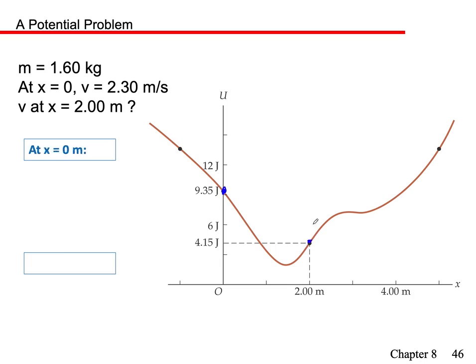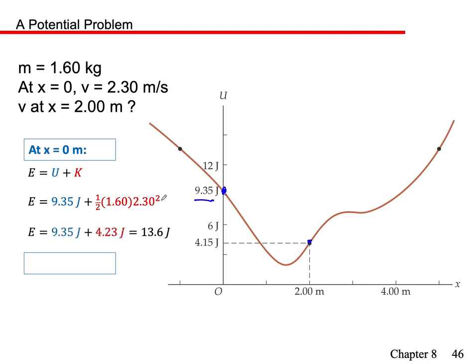Solving this one, first of all, figuring out the total energy at x equals 0. We know the potential energy is 9.35. That's given here. The kinetic energy, 1/2 mv squared, is this, because they gave us the velocity up on top. We can figure out the total energy is 13.6 joules, and that's got to stay constant as long as there's no energy entering or exiting our system.